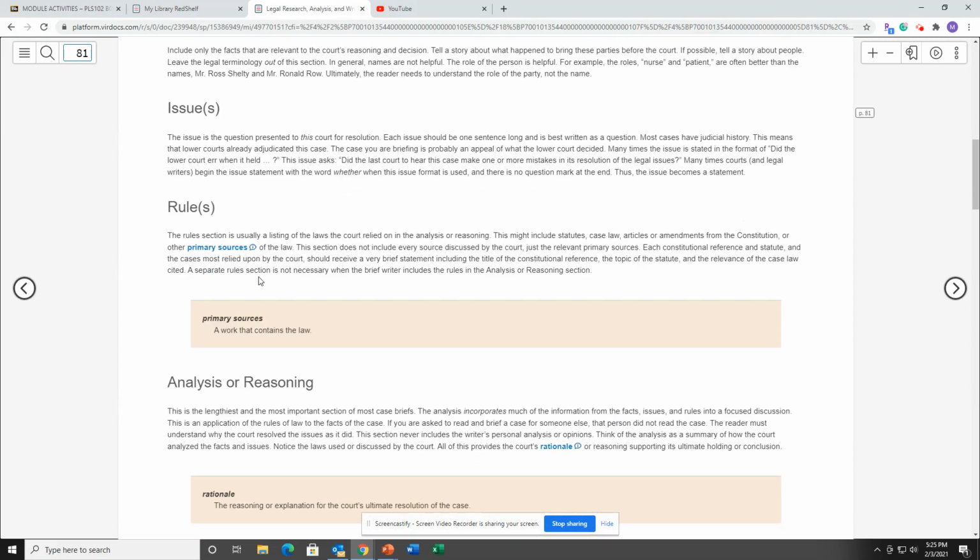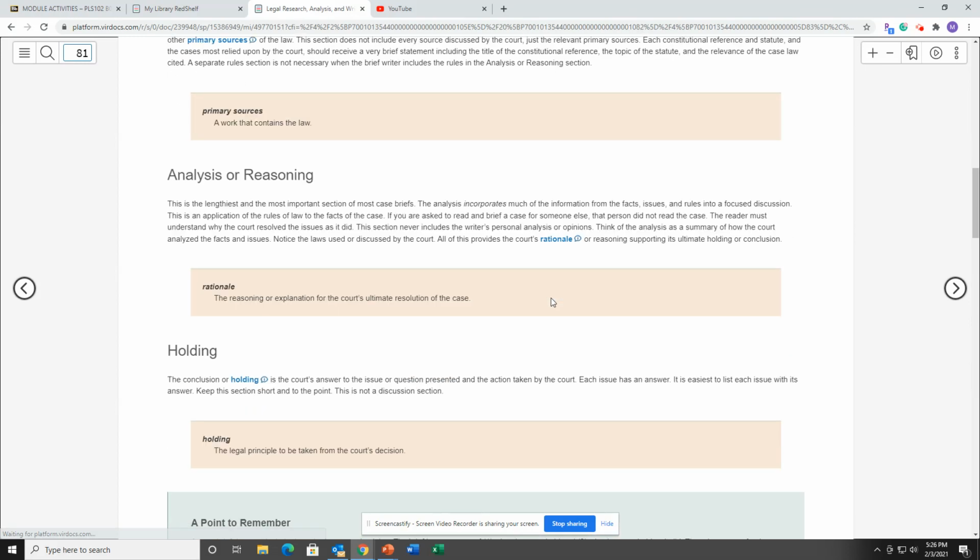Okay, the rule is our primary source, our primary law or rule of law that the court relies on for its analysis or reasoning. It could be any sort of primary law: case law, code, constitution, whatever it is. Just whatever they're really talking about. So you put it out there with a very brief statement on what the final holding is. And then we talk more about it in the analysis section.